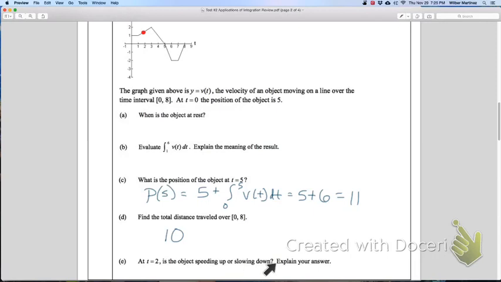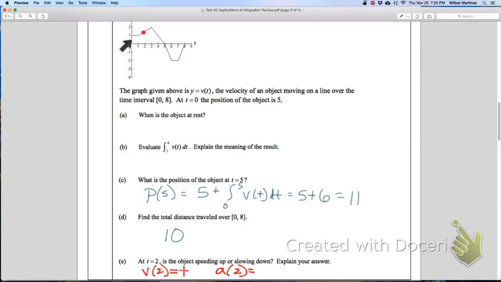And remember, in order to figure out if a particle is speeding up or slowing down, we're looking for 2 things. Number 1, we're looking for whether or not velocity is positive or negative. So if this is a graph of the velocity function, knowing that when time is equal to 2, the velocity is equal to about like 1.5, tells me the velocity is positive. So that's the first thing I want you to note. Velocity is positive.